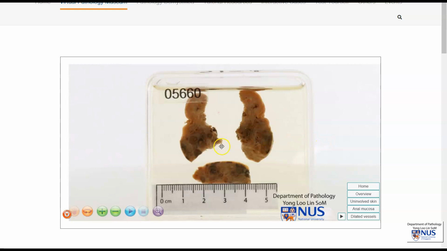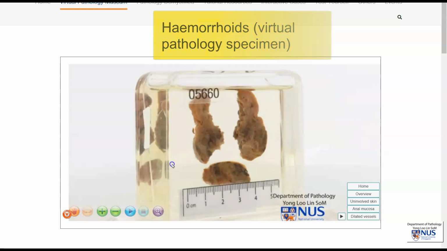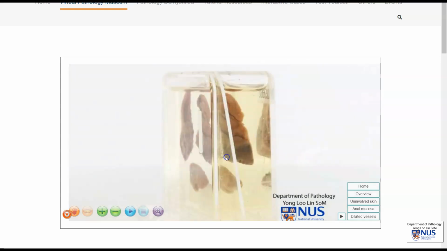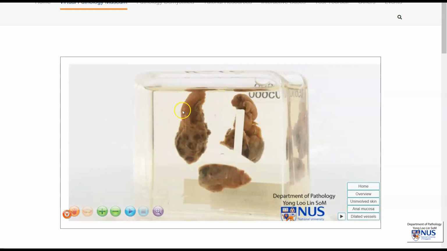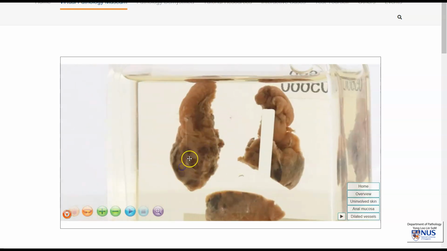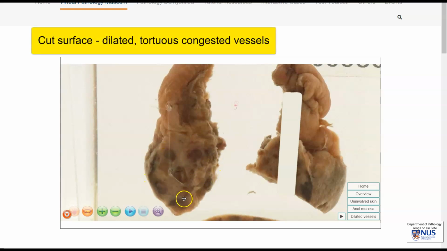Hello, this is a virtual pathology specimen of a case of anal hemorrhoids, and here we're looking at the cut surface of a polypoid lesion. Let's turn the specimen around, and this is the mucosal surface. So this lesion is covered by intact mucosa, and the abnormal area is best seen on this surface, where we can see a few dilated and tortuous blood vessels beneath the mucosa.